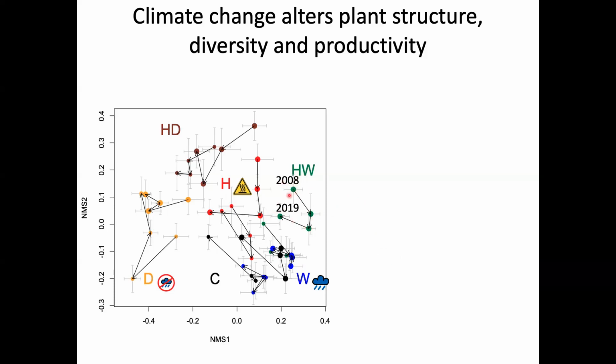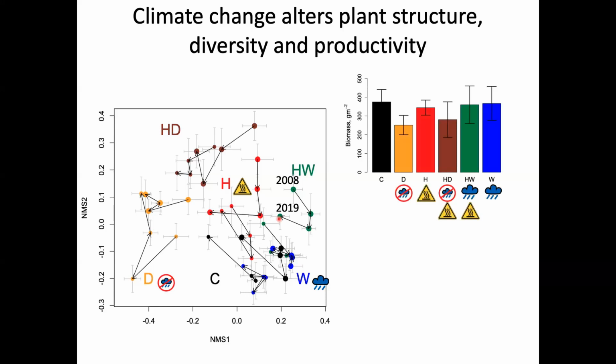So 2008 is the 2008 survey. Then we've got 2012, 2016, and 2019. So you can also see that through time, the structure of the plant community is not constant. It's drifting through time. But there is a clear impact of the climate treatments there on plant community structure.